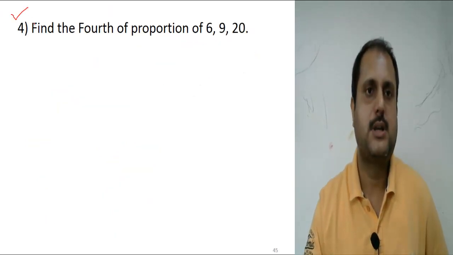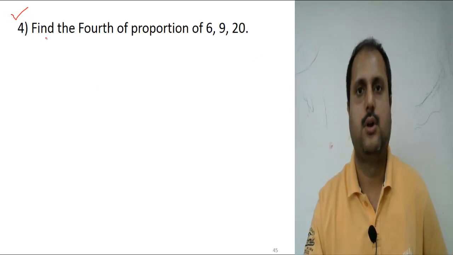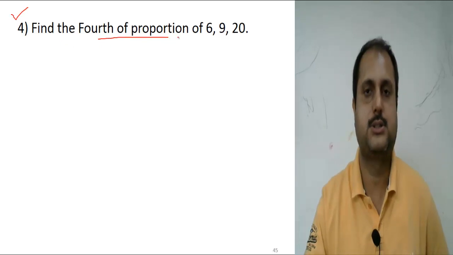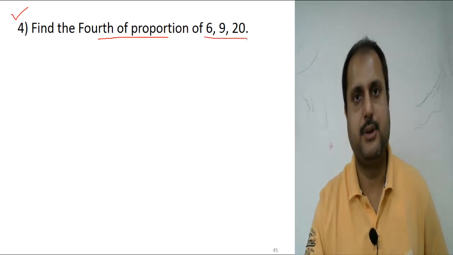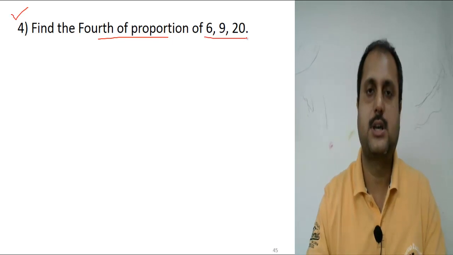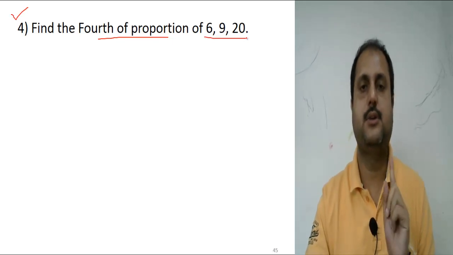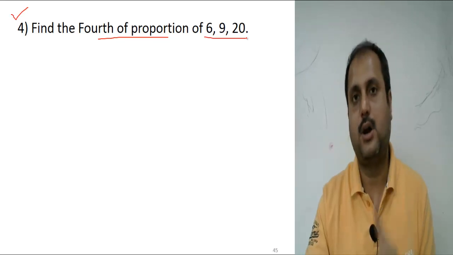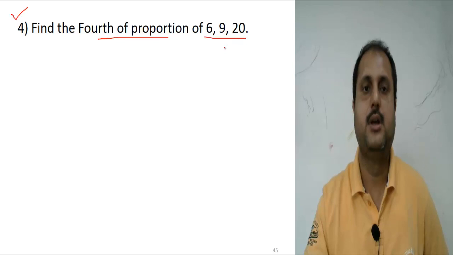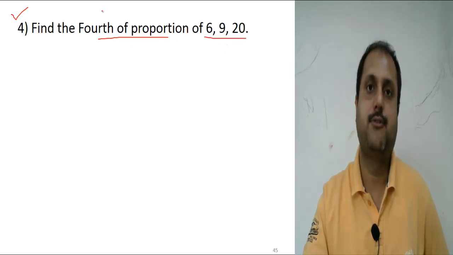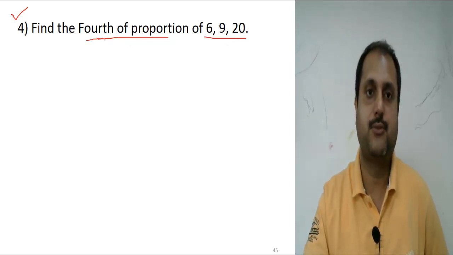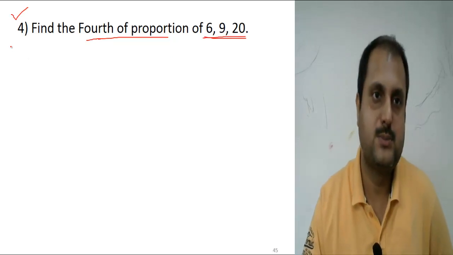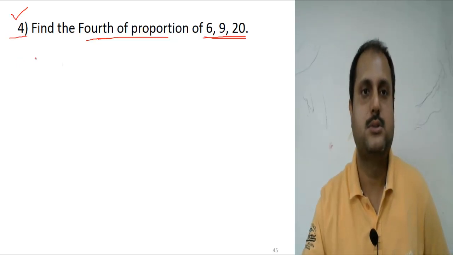Now the next question is asking, find the fourth proportion of 6, 9 and 20. Whenever the fourth proportion is asked, 3 terms will be given. If the question is asking the first proportion, 2 terms will be given. If it is asking the second proportion or the mean proportion, 2 terms will be given. Third proportion, 2 terms will be given. Whenever the question asks the fourth proportion, 3 terms will be given. So it is more easy. So write down the values.